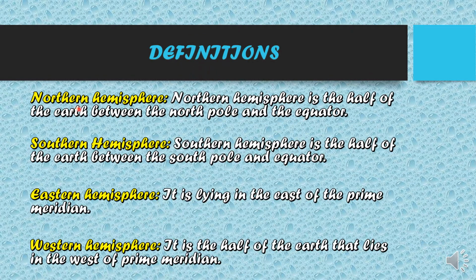Northern hemisphere. Northern hemisphere is the half of the Earth between the North Pole and the equator. Southern hemisphere. Southern hemisphere is the half of the Earth between the South Pole and equator. Eastern hemisphere. It is lying in the east of the prime meridian. Western hemisphere. It is the half of the Earth that lies in the west of the prime meridian.